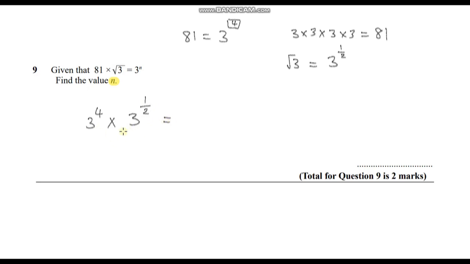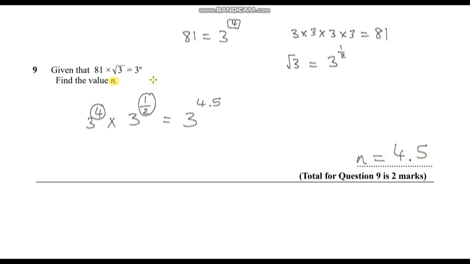Now we can use our laws of indices. So we have the same base. So what happens to our indices when we have the same base? When we multiply, we add them together. So we add our indices together. So this is going to be 3 to the power of 4 plus a half. Well, that's just 4.5. So n is 4.5. So find the value of n. n is equal to 4.5.